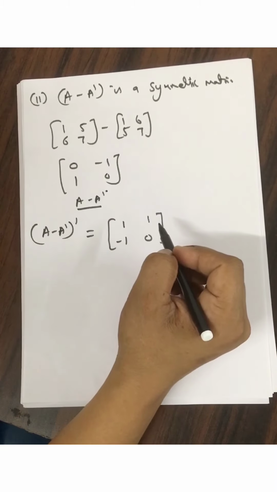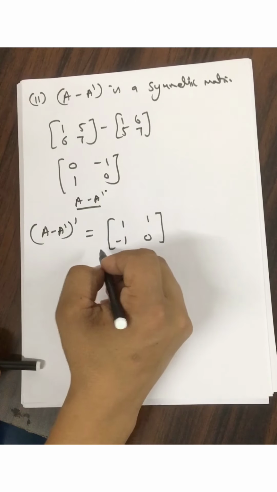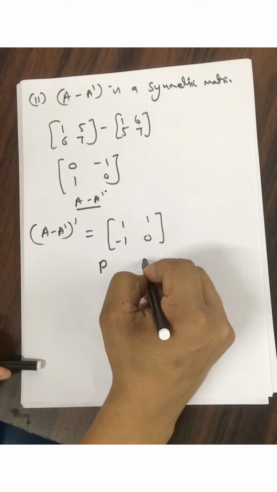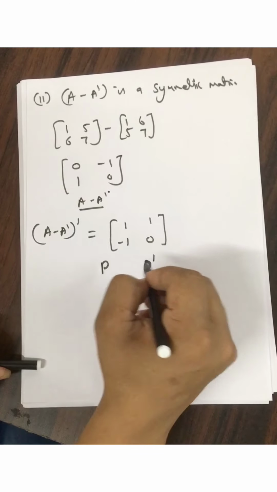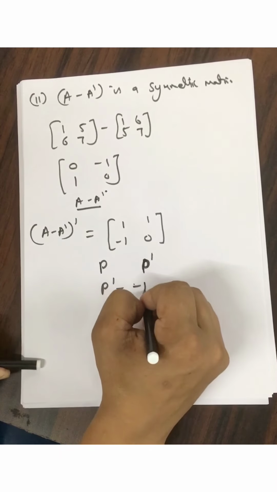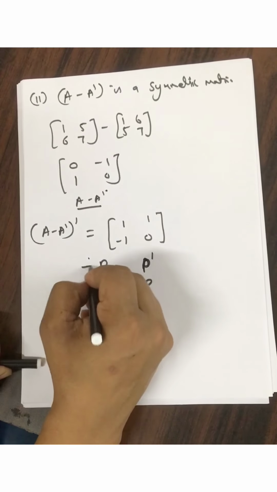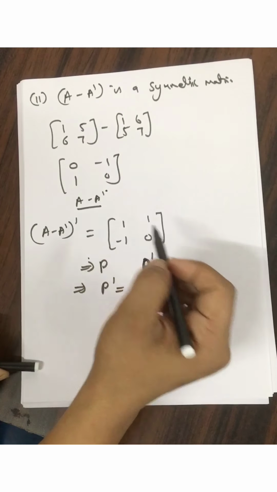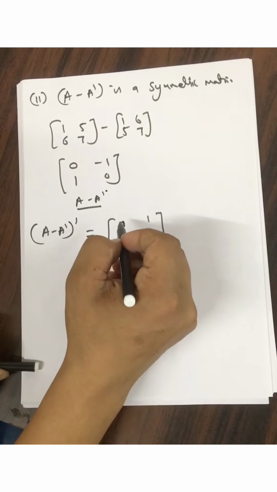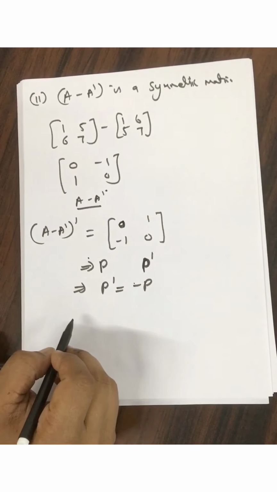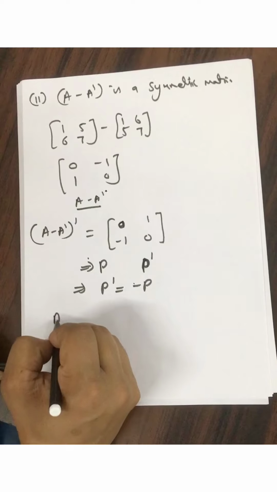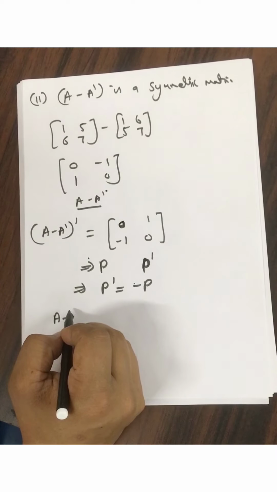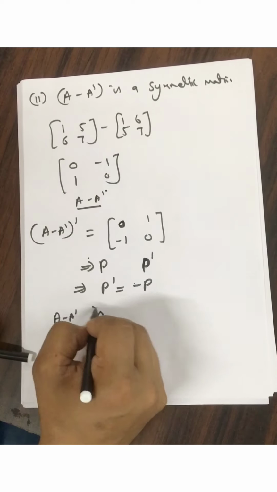There is a reason behind it. What is the reason? See, suppose there is a matrix P, and we find P dash also. If P dash equals minus of P, then we say that it is skew symmetric. So what is coming? This is coming negative. This was 0. Right? So over here, A minus A dash is skew symmetric.